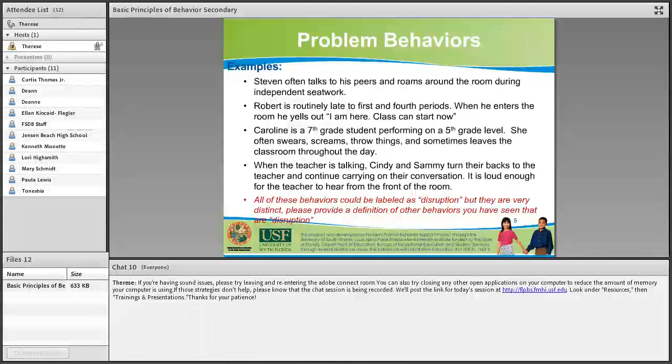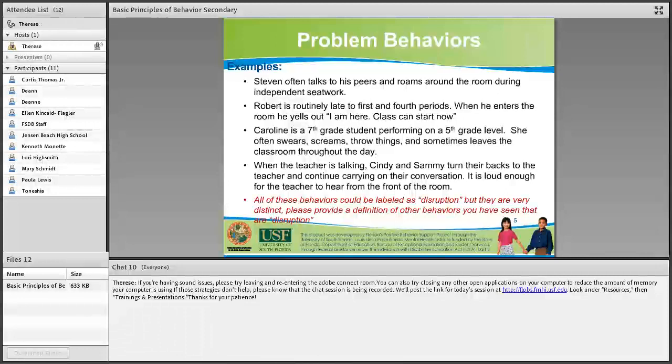The next one, Robert is routinely late to first and fourth periods. When he enters the room, he yells out, "I'm here, class can start now." So you're not saying that Robert wants to be the center of attention, you're actually describing what Robert is doing.